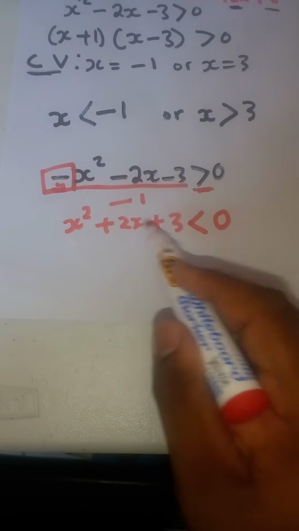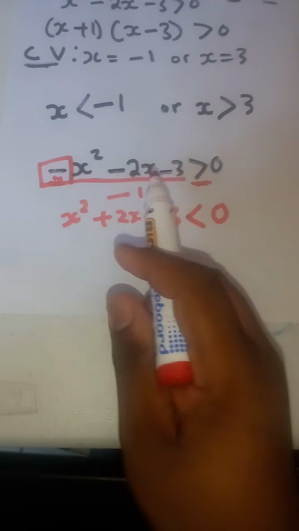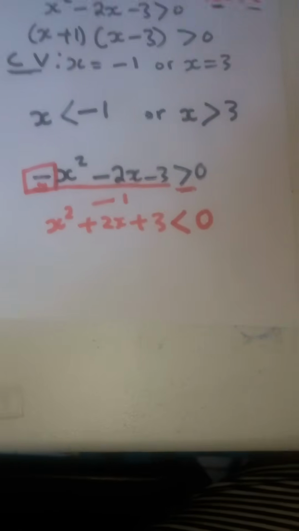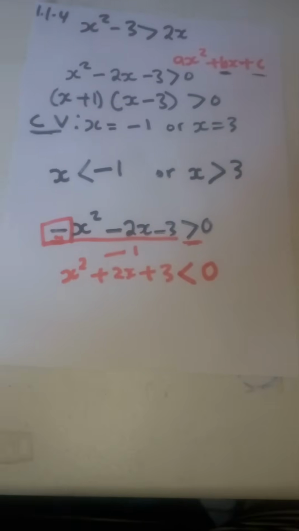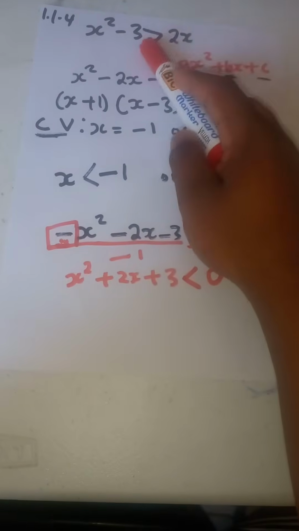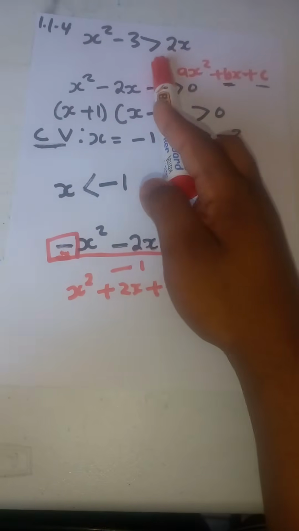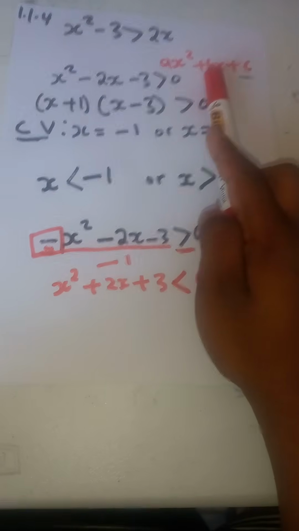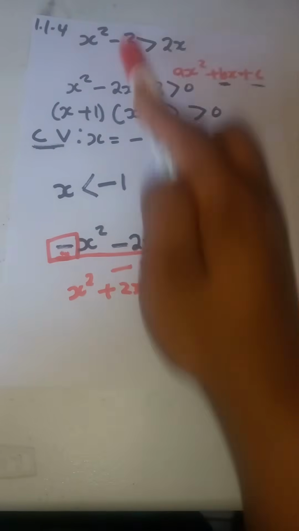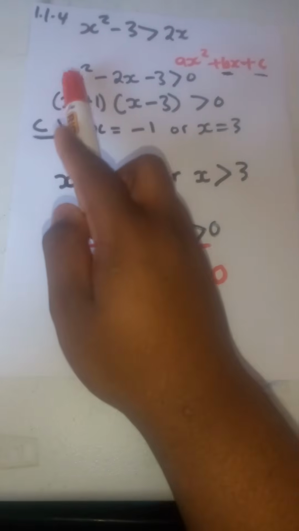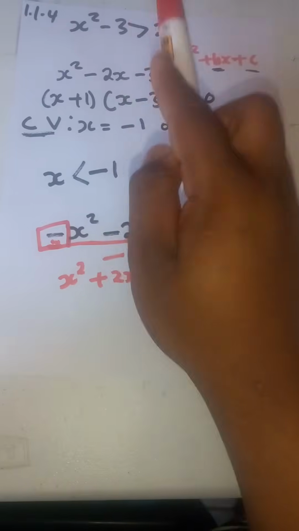When you're dividing by a negative on an equation, the inequality sign changes. Remember what I said in that video? That's what you must know. So in this equation, it was x squared minus 3x greater than 2x. But I realized that it is not in the form of ax squared plus bx plus c. So we must rearrange it and put it in the form of ax squared plus bx plus c.